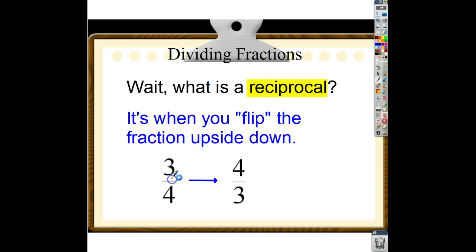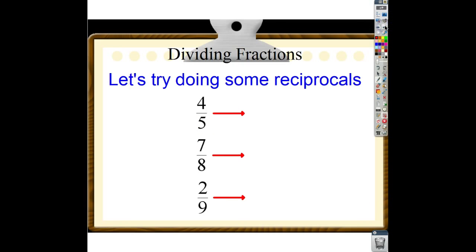Okay, well, hopefully you did it, and hopefully you switched them around and got 4/3. If you did, congratulations. If you didn't, hopefully you understand the reciprocal. So we just reverse it. The numerator becomes the denominator, and the denominator becomes the numerator. All right, you try doing some more. Go ahead and try writing the reciprocals for each of these. Go.